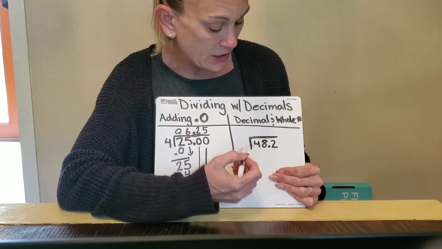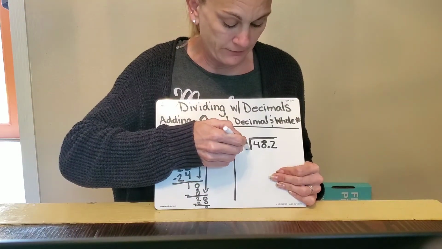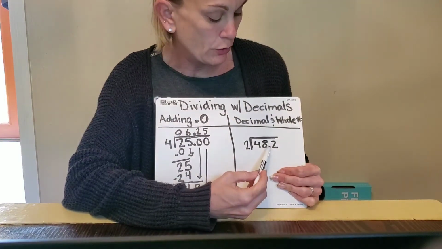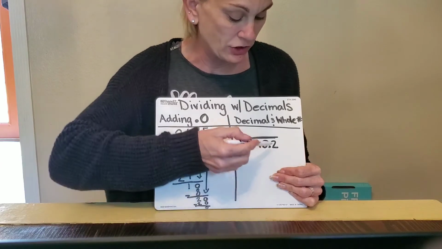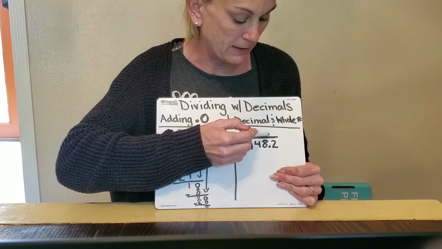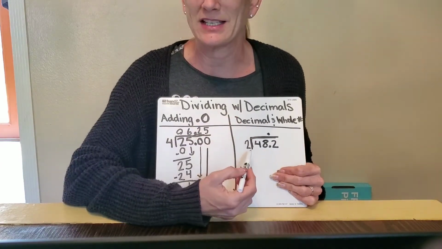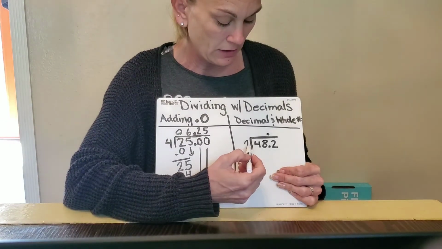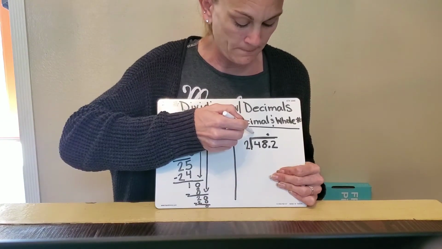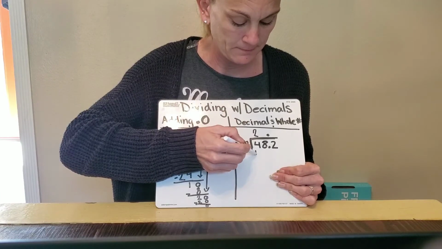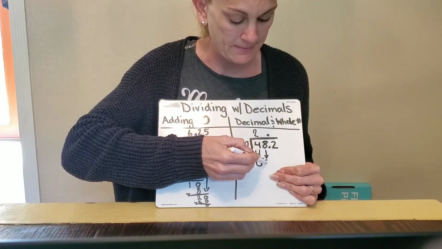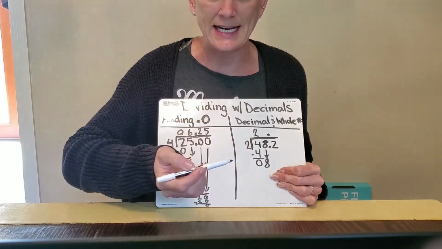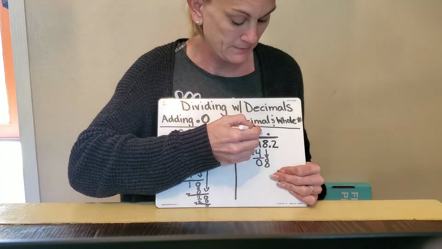Now, over here, you have, sorry, forgot my number. You have a decimal already in the number here. So you automatically go ahead and just bump that decimal up. I made this one easy for us. 2 goes into 4 2 times. Subtract that out. 0. Drop down the 8. 2 goes into 8 4 times.